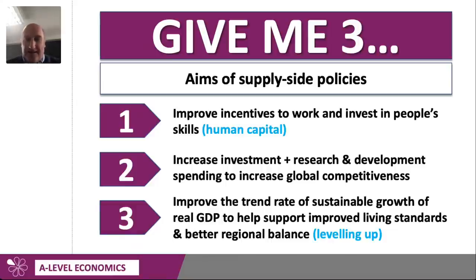Point three is quite detailed, but I think it's one of those lines that if you get it right, it's a brilliant line. One of the aims of supply side policy is to improve the trend rate of sustainable growth of GDP to help support improved living standards and better regional balance. Maybe 1 or 2% of students would use that because you're bringing in sustainable growth. So then you start thinking, well, which supply side policies are best for that? How can we grow renewable capacity, for example? Living standards, levelling up, all that kind of stuff is really important. Okay, moving on.